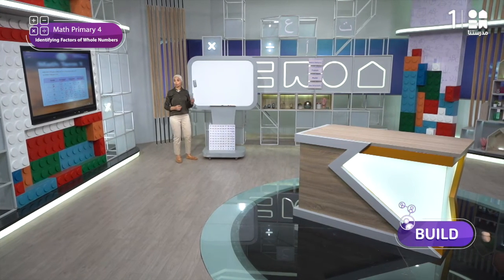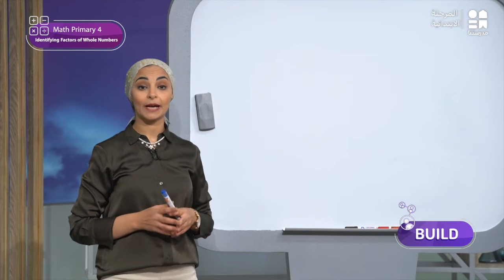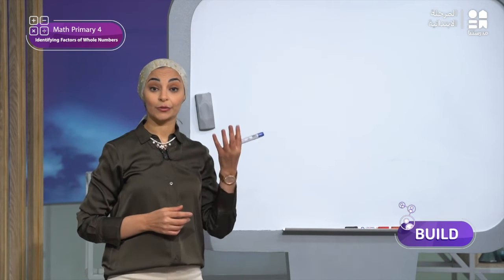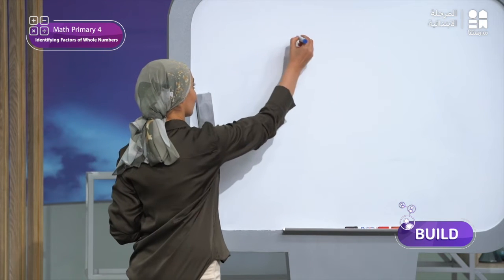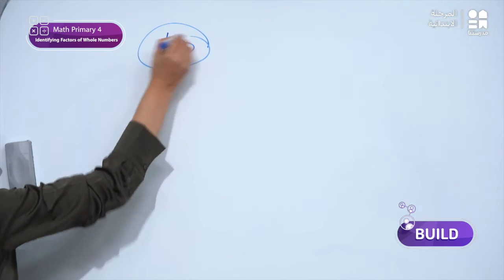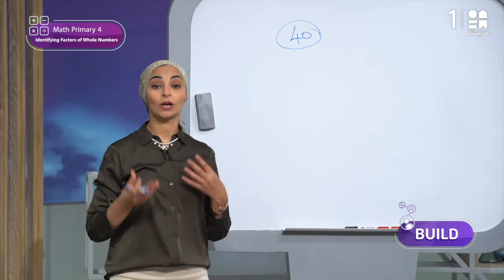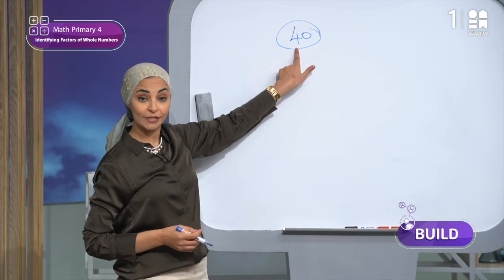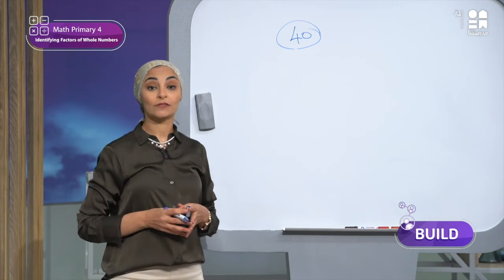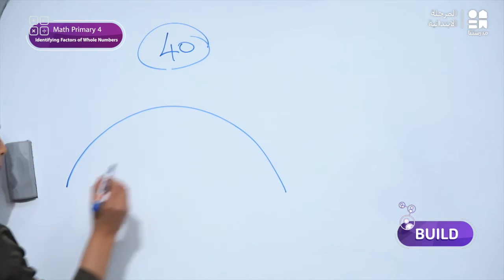Now let's see problem number 1. Here we want to list the factors of number 40 using a factor rainbow. Let's see how I can do it. So I have number 40. We agreed factors are two numbers multiplied by each other to give me the number I want, which is 40. So 1 times what gives me 40? Yes, 1 times 40. So I will make my rainbow like this.